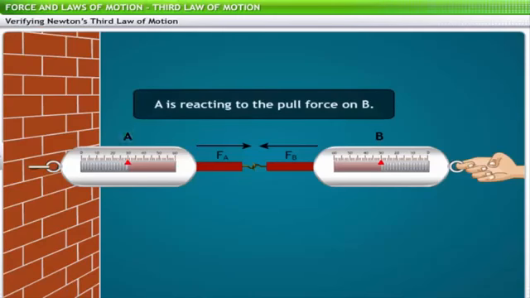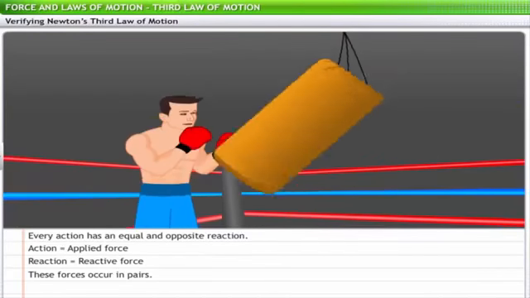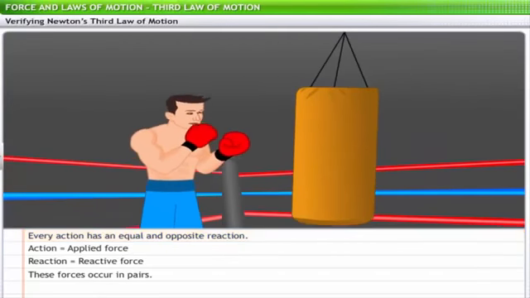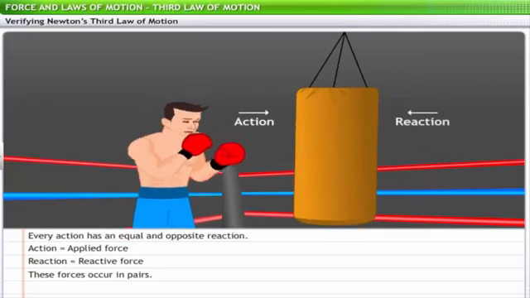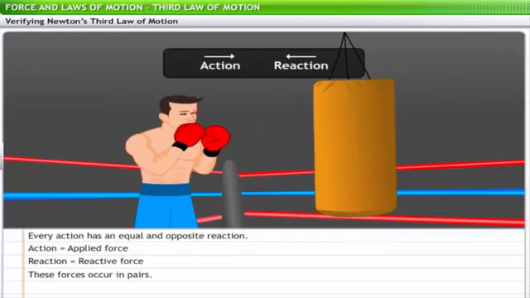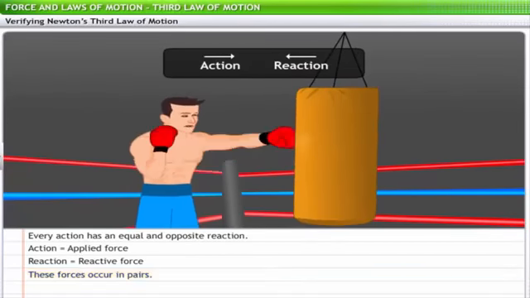You can say A is reacting to the pull force on B. Here, the force due to B is exerted on A, while the force due to A is exerted on B. To put it simply, the essence of the third law of motion is that every action has an equal and opposite reaction. Here, action and reaction refer to the applied force and the reactive force. This means action and reaction always occur in pairs.